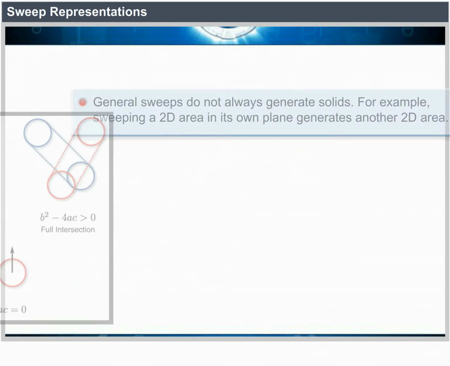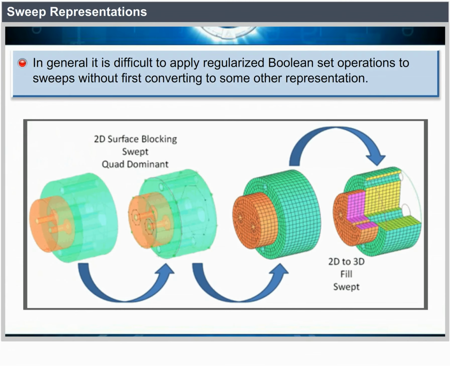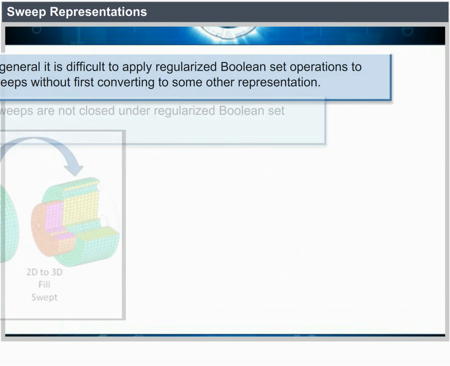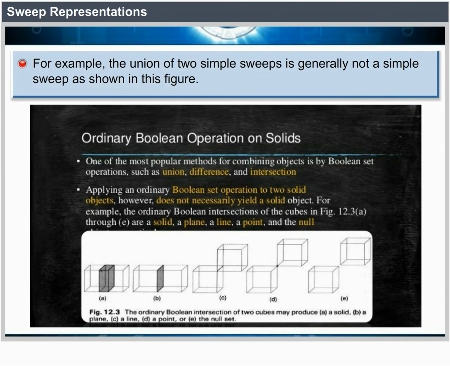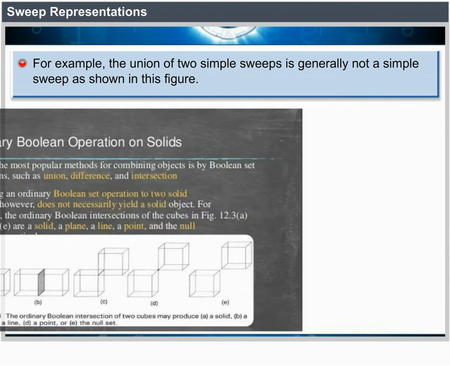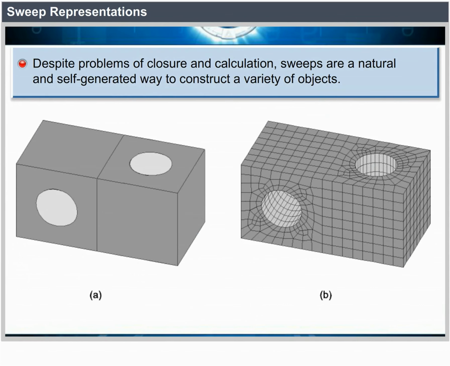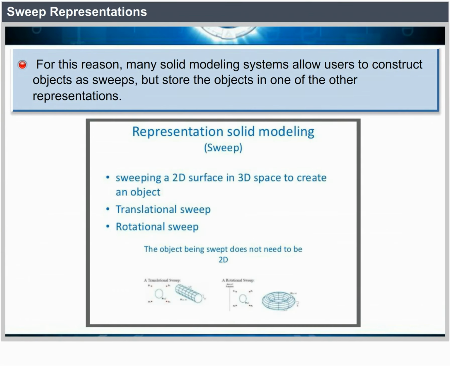In general, it is difficult to apply regularized Boolean set operations to sweeps without first converting to some other representation. Even simple sweeps are not closed under regularized Boolean set operations. For example, the union of two simple sweeps is in general not a simple sweep, as shown in this figure. Despite problems of closure and calculation, sweeps are a natural and intuitive way to construct a variety of objects. For this reason, many solid modeling systems allow users to construct objects as sweeps but store the objects in one of the other representations.